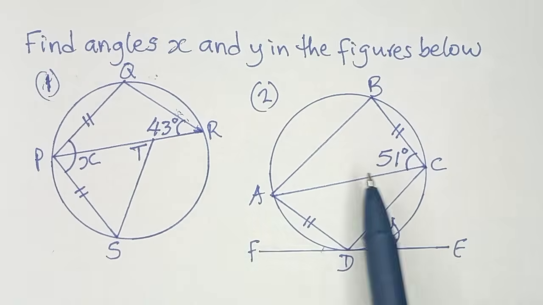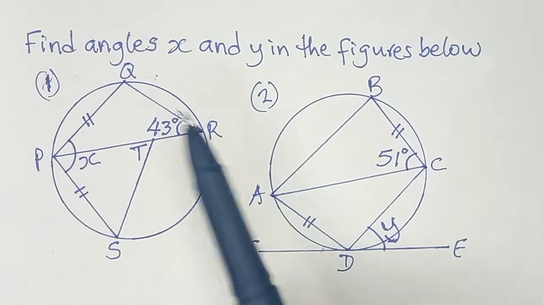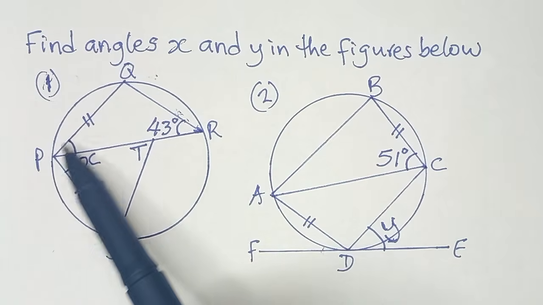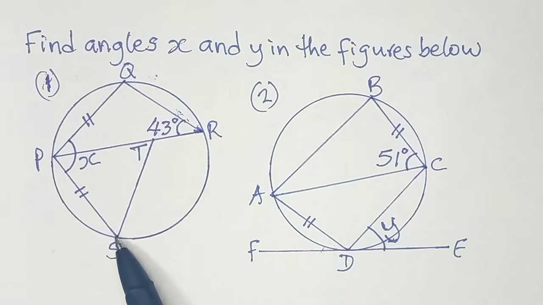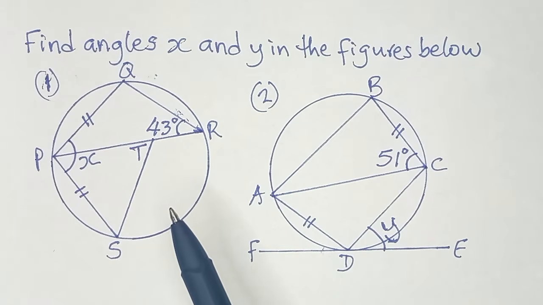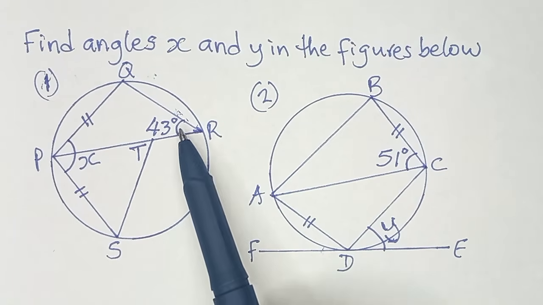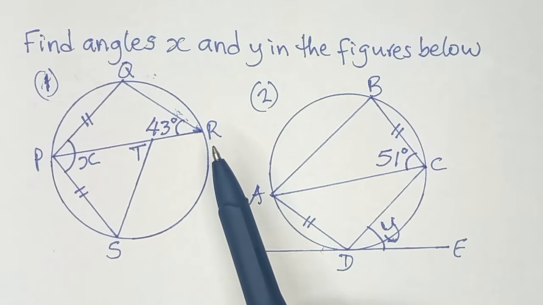So let me explain it one by one. The first one here, we have to find angle X. That is the whole of this angle. If you look at it carefully, this line here, PQ, is equal to the line PS. So we are given this angle 43 here. And if we are not careful, we might be confused about how to start.